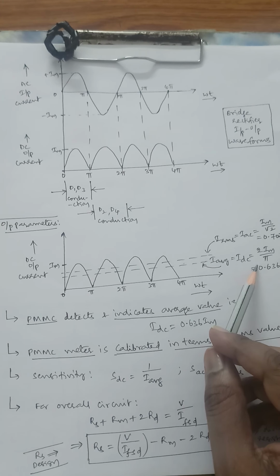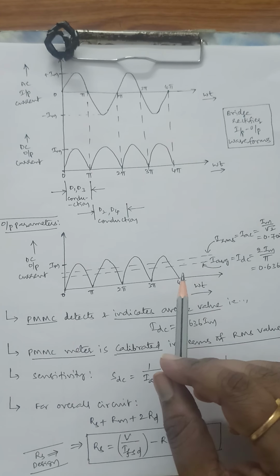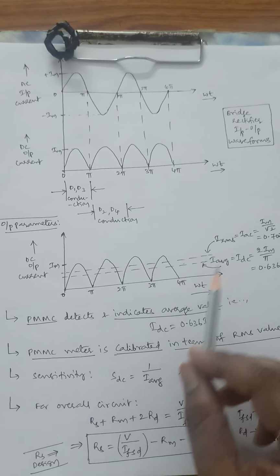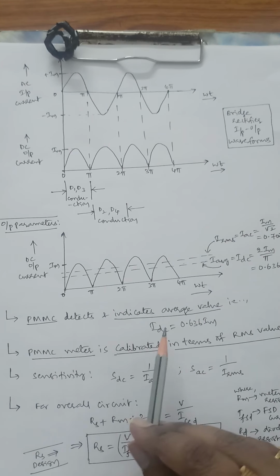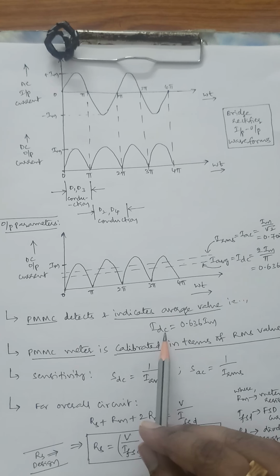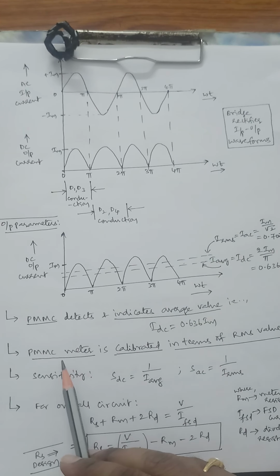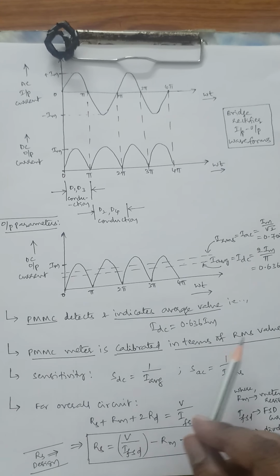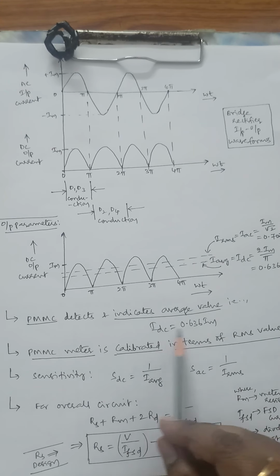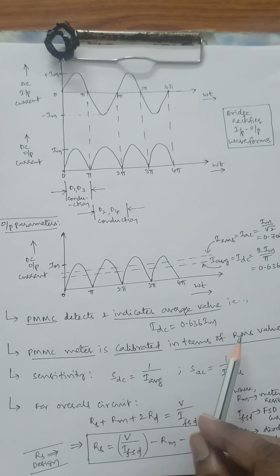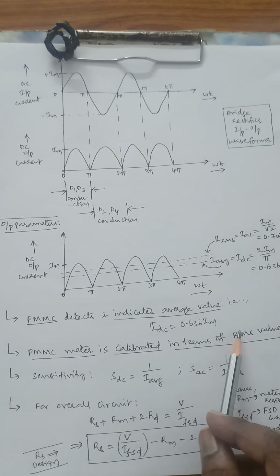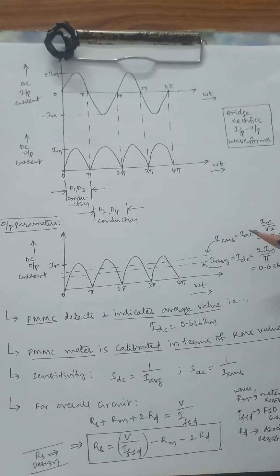So AC is going to dominate the DC in the case of the pulsating DC waveform, and for this DC your PMMC will be detecting it, and it will be indicating that particular average value, IDC equal to 0.636 times Im. Usually PMMC meters are calibrated in terms of the RMS values. So it is going to indicate the DC value, but the values are calibrated in terms of the RMS value. So how have we got IAC equal to Im by root 2, 0.707 times Im, and IDC equal to 0.636 times Im?